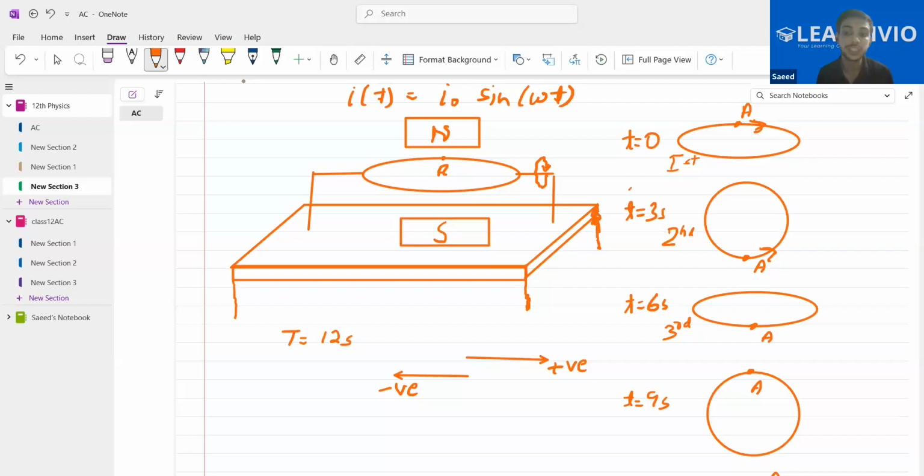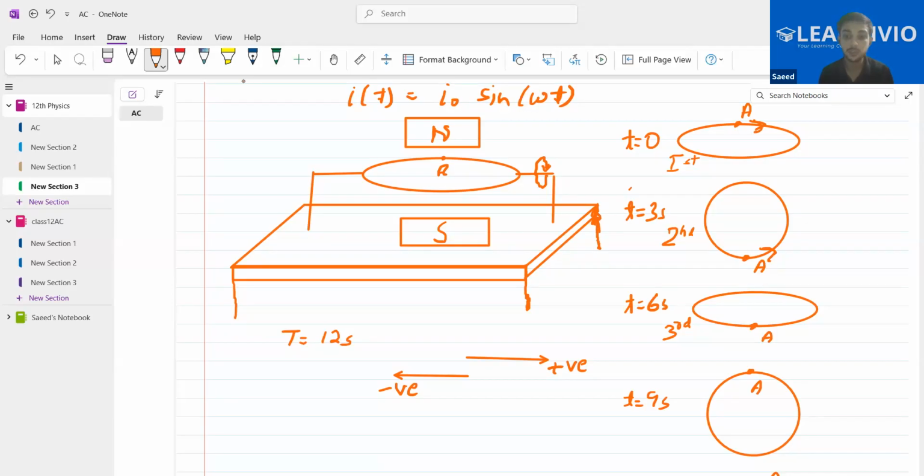Now slowly what is going to happen? It is going to reach position A, I mean the third position. Now tell me, at the third position, what is going to happen? The downward flux is the maximum. Yes or no?